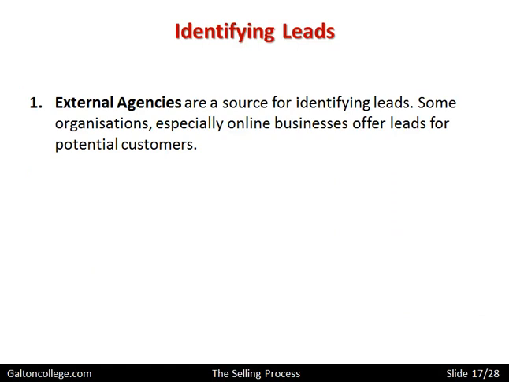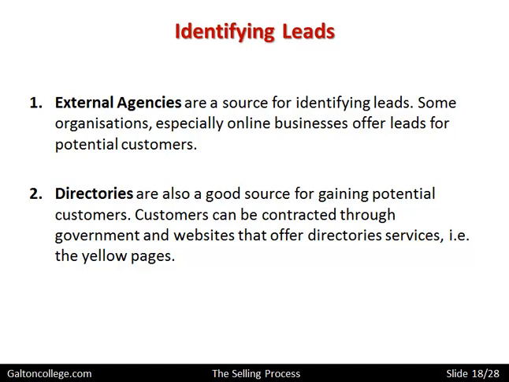External agencies may be a source for identifying leads. Some organisations, especially online businesses, offer leads for potential customers. Sometimes companies in their selling activities pick up information about customers and realize that the customers may also be interested in related products or other products, and will therefore have a database of that and will try to sell it to companies and generate a profit for themselves. So external agencies means they have picked up information about the customers that's not useful to them in its own right, but that may be useful to them as something to sell to companies who will address those particular needs.